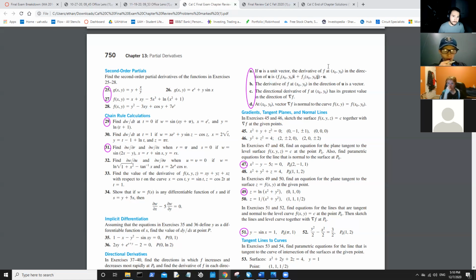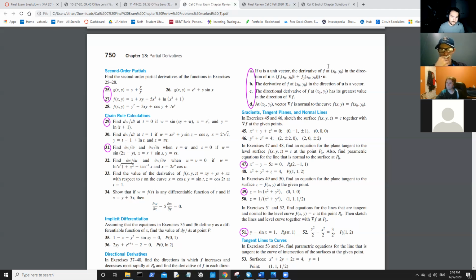All right. B, the derivative of f at a given point in the direction of u is a vector. No, it's a dot product, so it isn't, right? It's a magnitude, just a scalar. Since it's a dot product, it's just a scalar. So it is not a vector.